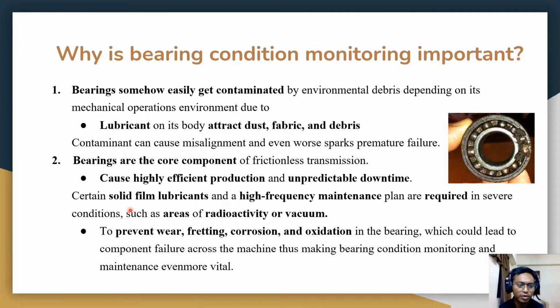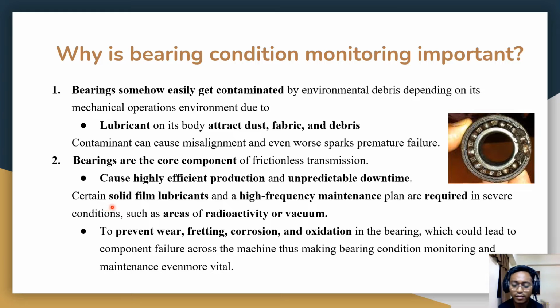The second point is that bearings are the core component of frictionless transmission because bearings can sometimes enable highly efficient production. In other ways, they can cause unpredictable downtime, meaning that they play a very big role in emission.